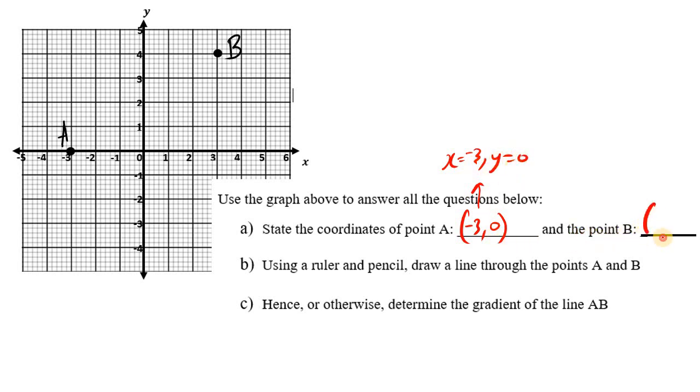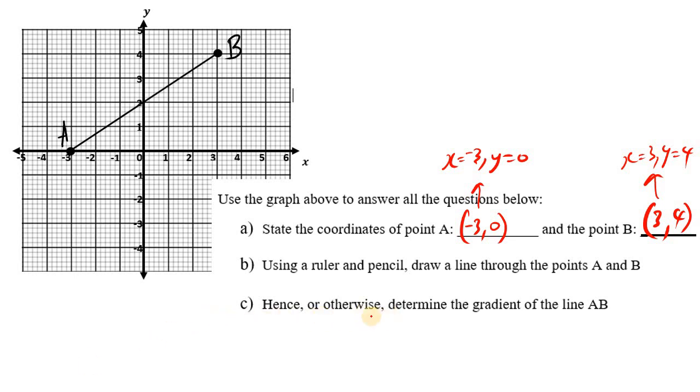The point B, okay, let's enter the values in terms of the coordinates. Point B is 3 for the x-coordinate and 4 for the y-coordinate. Again, we could state it as x equals 3, y equals 4. Now we have to draw, using a ruler and pencil, a line through AB. So let's do that.